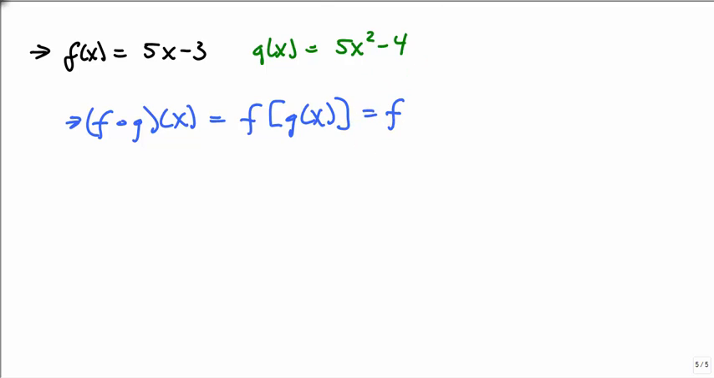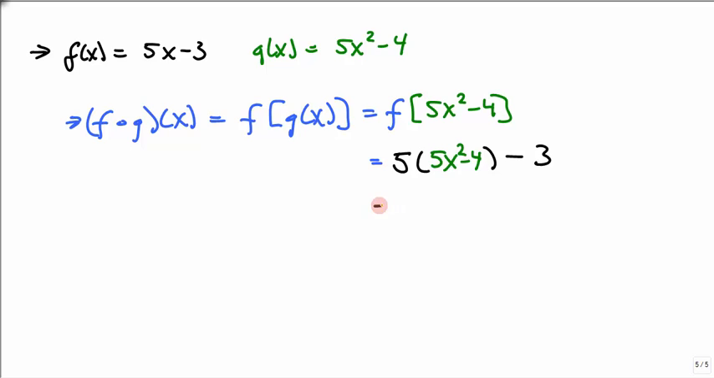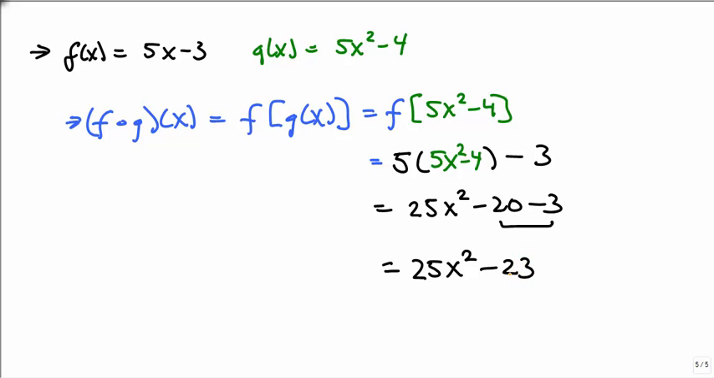This means everywhere I see an x in my function, I'll plug in the entire value of g, which is 5x squared minus 4. So f is 5x minus 3. So this is 5 and then x minus 3. But what is x equal to? Again, x is equal to the entire function g, 5x squared minus 4. And then I would simplify by distributing through the 5. So that's 25x squared minus 20 minus 3. And of course we can combine like terms. So I have 25x squared minus 23.